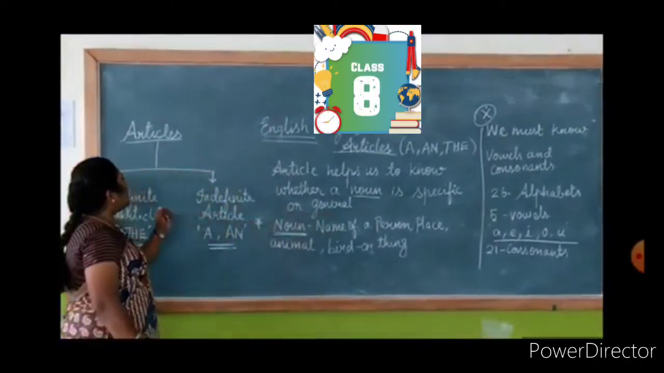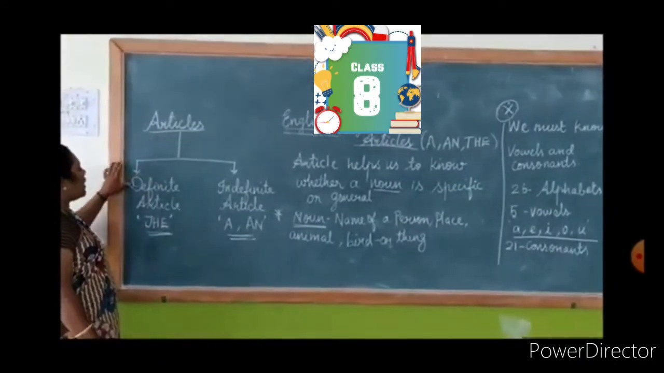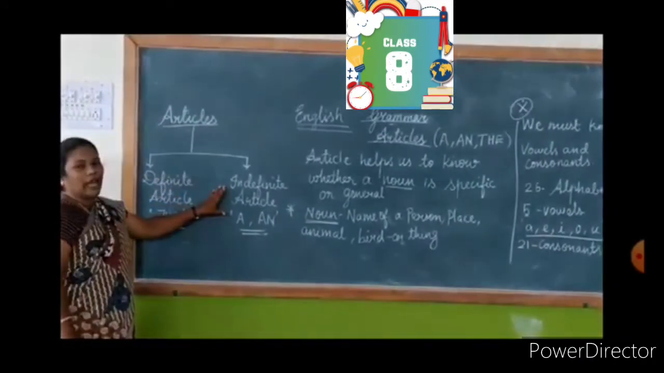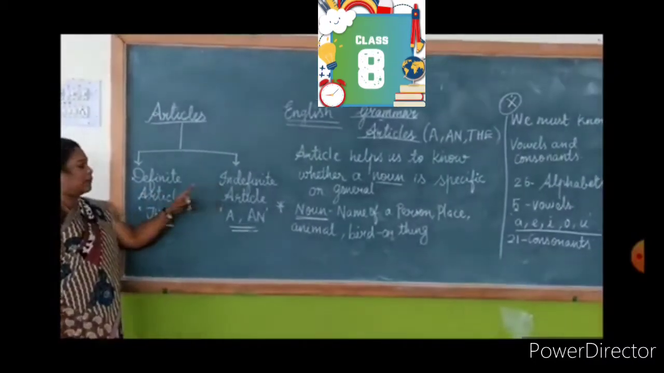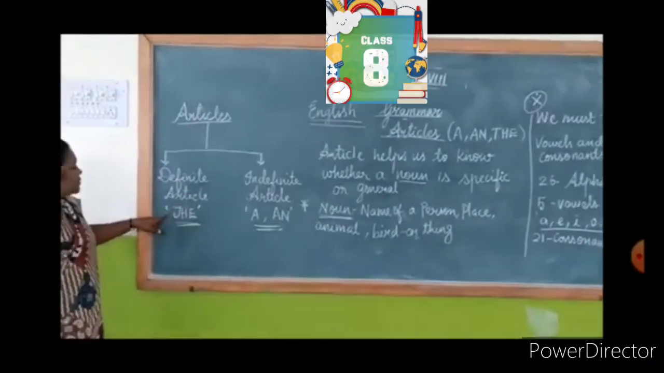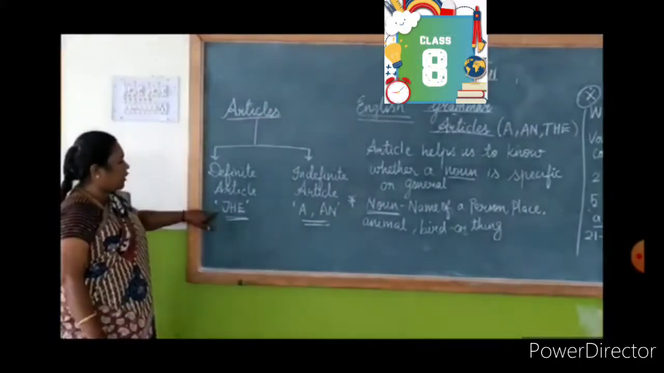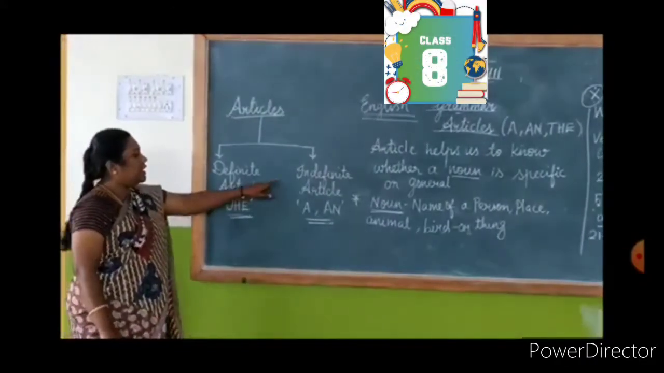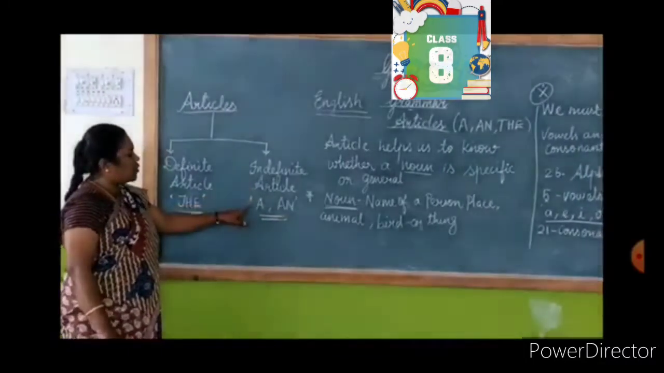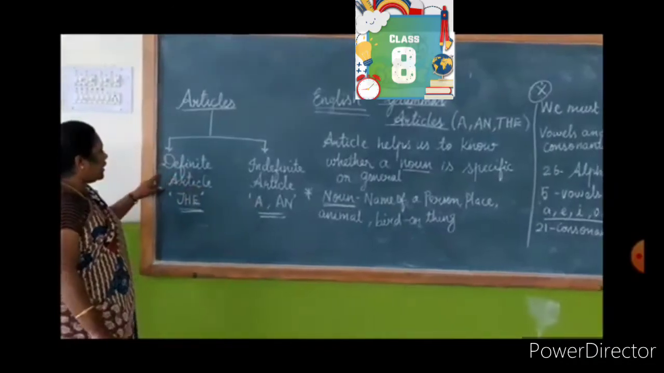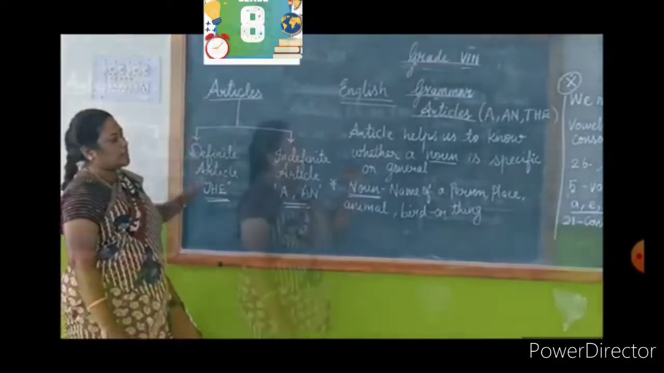Okay, let's see about the types of article here. First, articles are divided in English into two types. First type is definite article, and another one is indefinite article. Indefinite article is known as a and an, and definite article is the. So these are the two types of articles that we are going to see about.